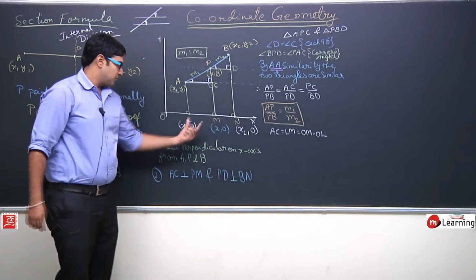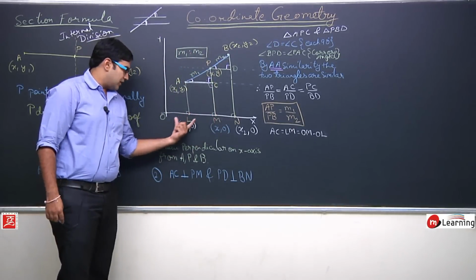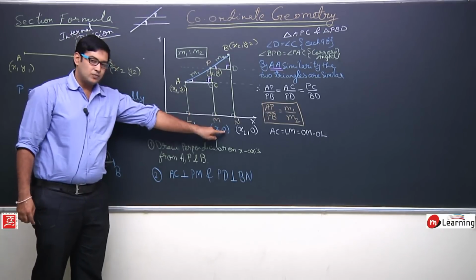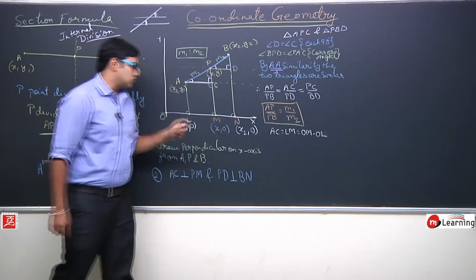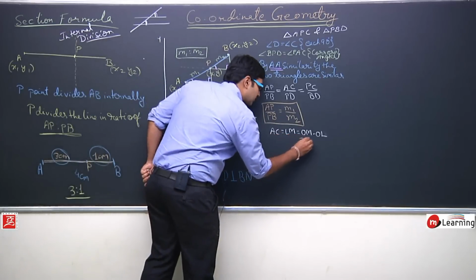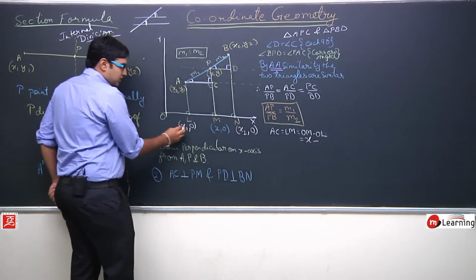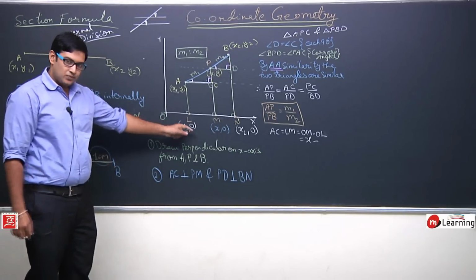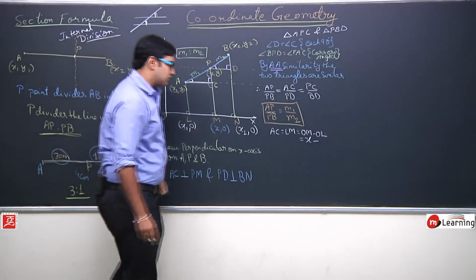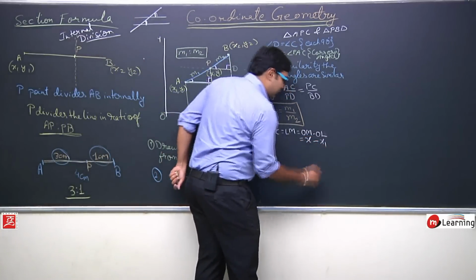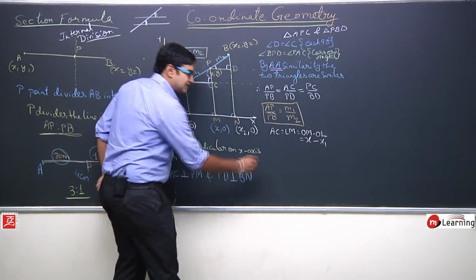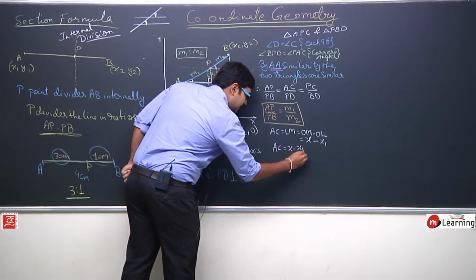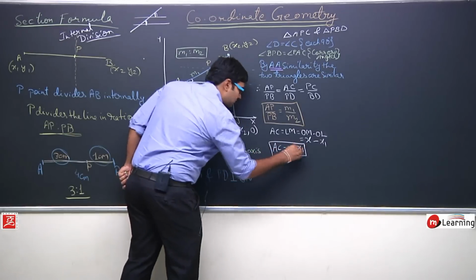OL, okay? Now, what is OM? You can see the coordinates of M are x comma 0. So, OM will be equal to x, minus OL. The coordinates of L are x1 comma 0, so length OL will be equal to x1. So from here we find that AC is basically equal to x minus x1.